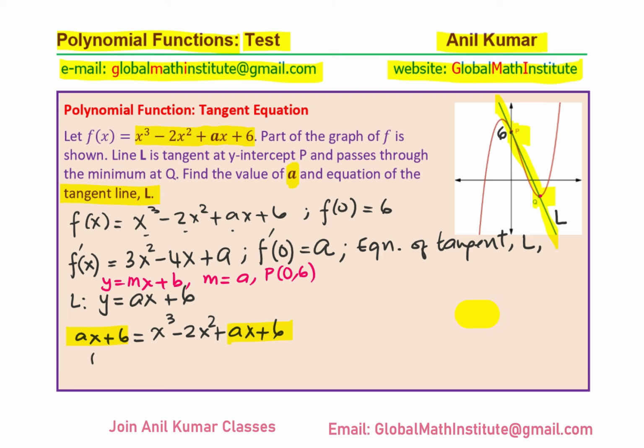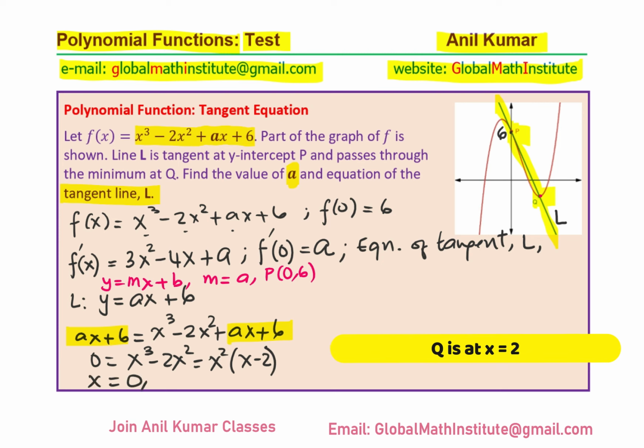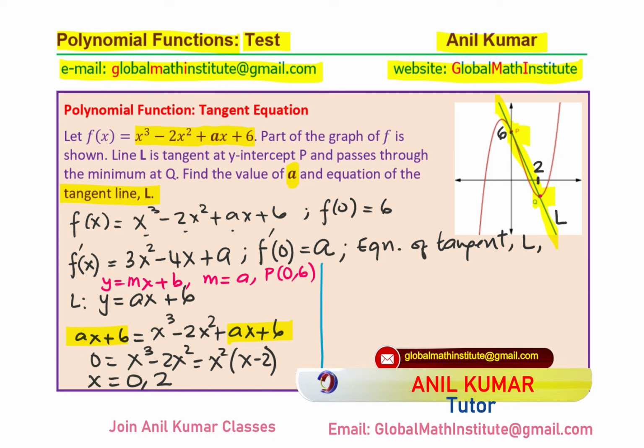Well, simply 0 equals x cubed minus 2x squared. To solve, let's take x squared common. We get x squared times (x minus 2) equals 0, which means x is equal to either 0 or 2. So we can very clearly see that for Q, the x value is 2. Is that clear to you? So now we know that Q is at x equals 2.